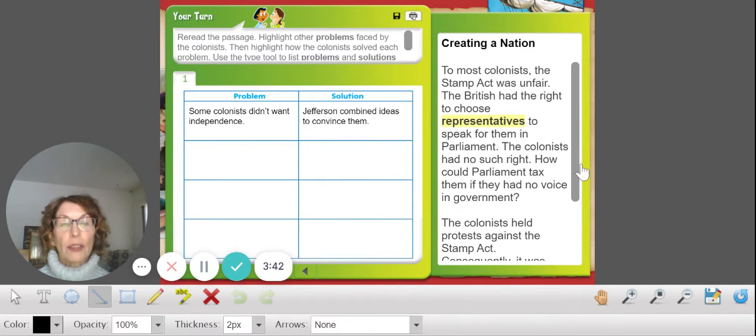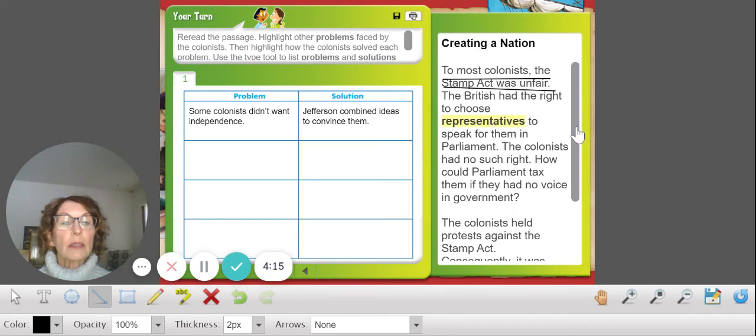So first of all, let's just go back up here to the beginning. What I'm hearing as I read, as I'm thinking out loud, is there was a problem. The colonists did not like the Stamp Act. It was a problem for them. It was unfair. So I am going to underline that as our problem. And there were many reasons why they felt it was unfair, but let's see, what did they do about that problem?